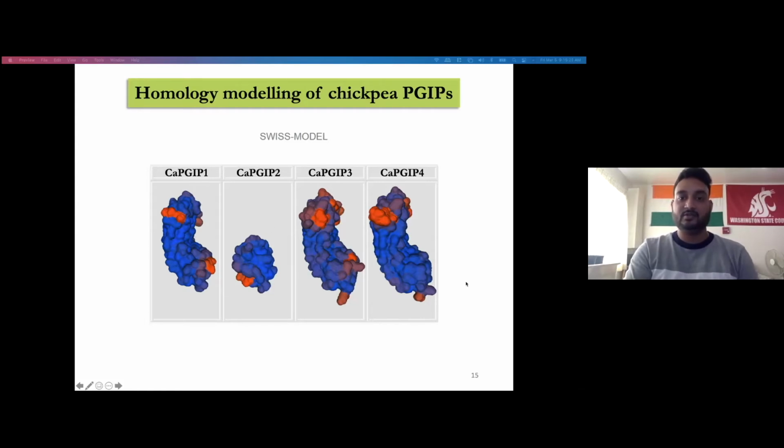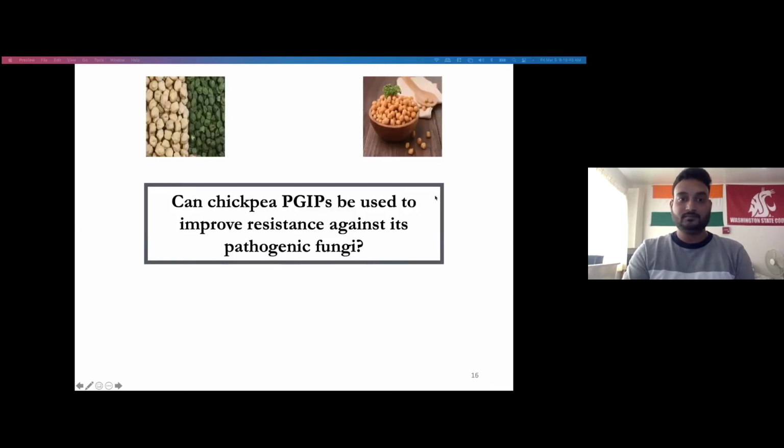So Pgip2 does not have a signal peptide, does not have most of its leucine-rich repeats, and does not have a distinct signature structure to interact with the pathogen protein. Therefore, we don't think Pgip2 is a true Pgip, and from here on we focus on Pgip1, 3, and also 4. So with this background, the most important question we ask is, can chickpea Pgips be used to improve resistance against its pathogenic fungi? Let's find out.